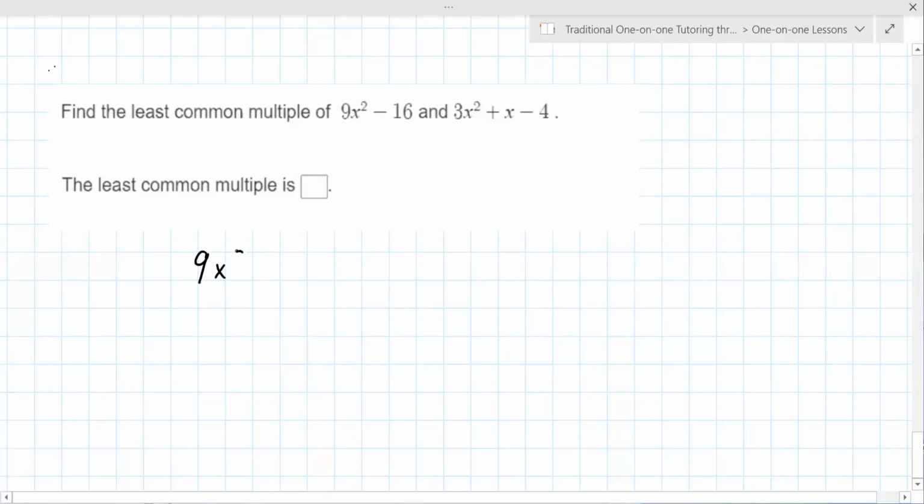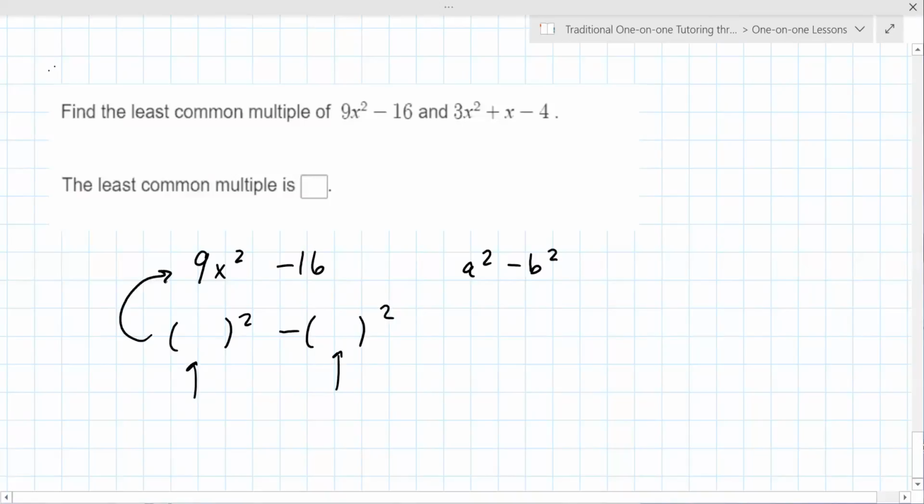So let me try again to explain this difference of squares. The form is a squared minus b squared. So you have to figure out what goes in each of these positions to get you back to the previous line. On the right here, what squared gets you back to 16? 4. And that's your b. What squared gets you back to 9? 3. And then the x goes there, so your a is 3x.